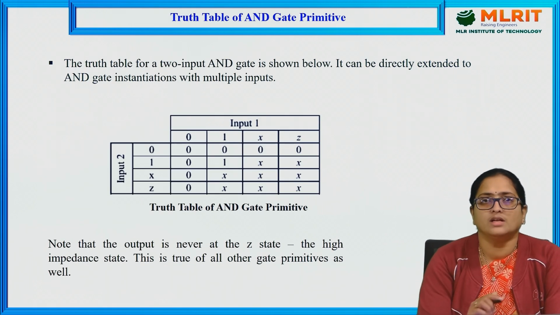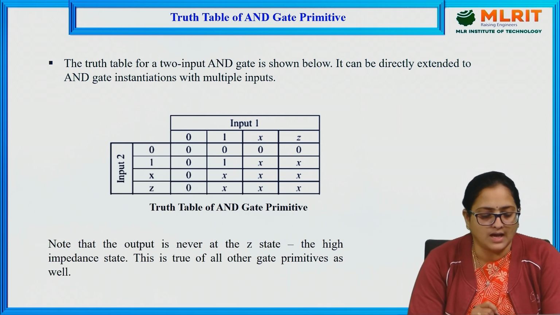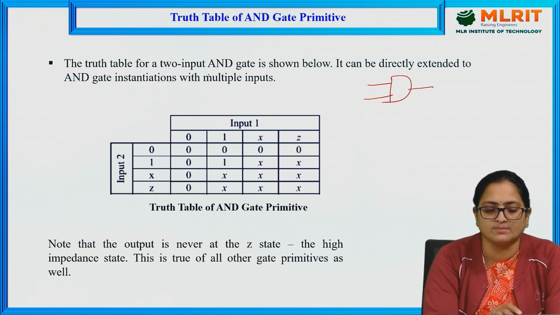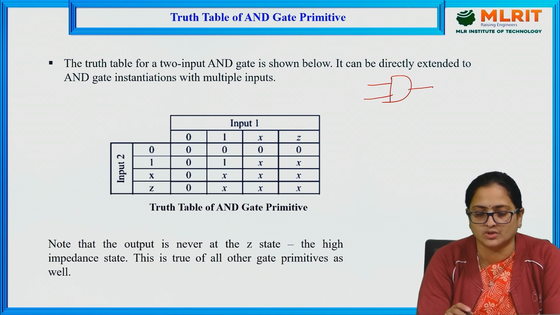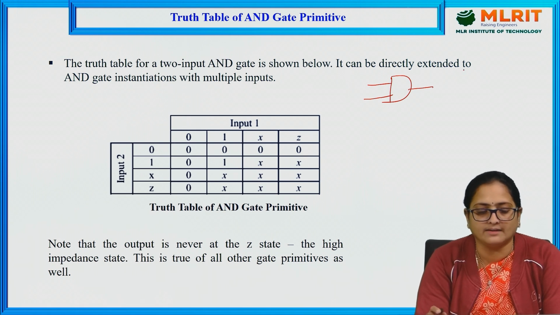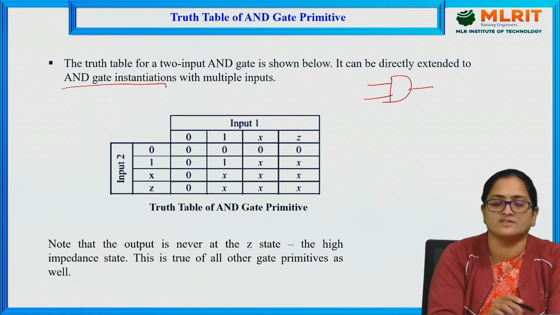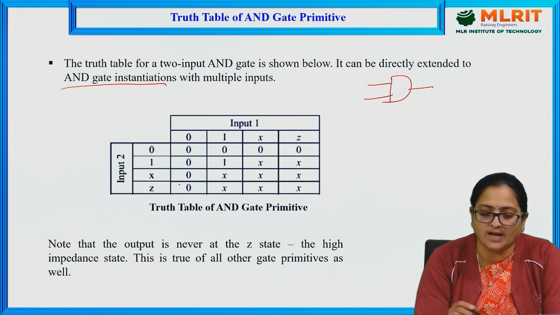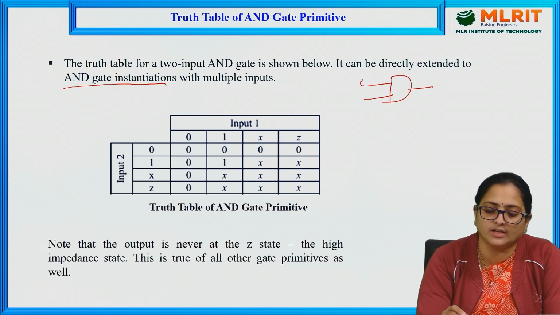Next, this is the truth table for the AND primitive. We know that just now we have discussed the AND gate has 2 inputs. The truth table for a 2 input AND gate is shown below. It can be directly extended to AND gate instantiation with multiple inputs. The logic behind this is, if any one of the inputs is 0, obviously the output will be 0.